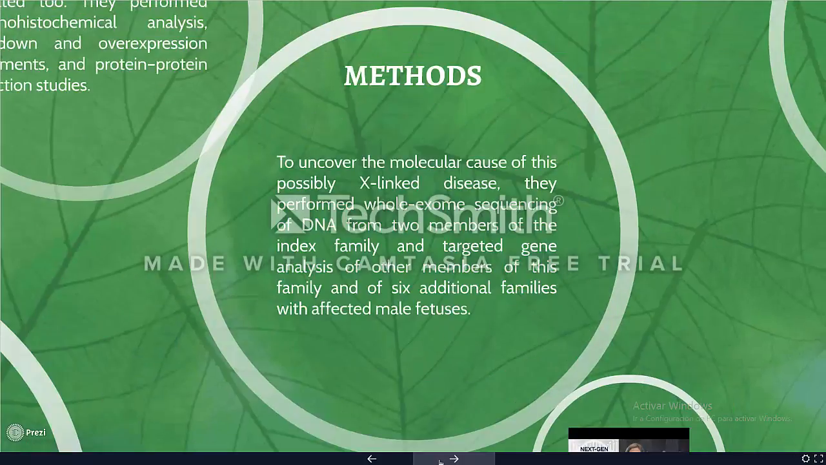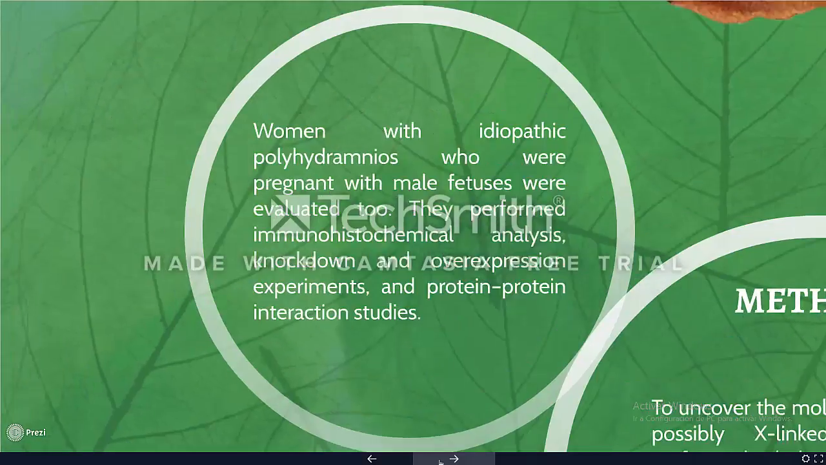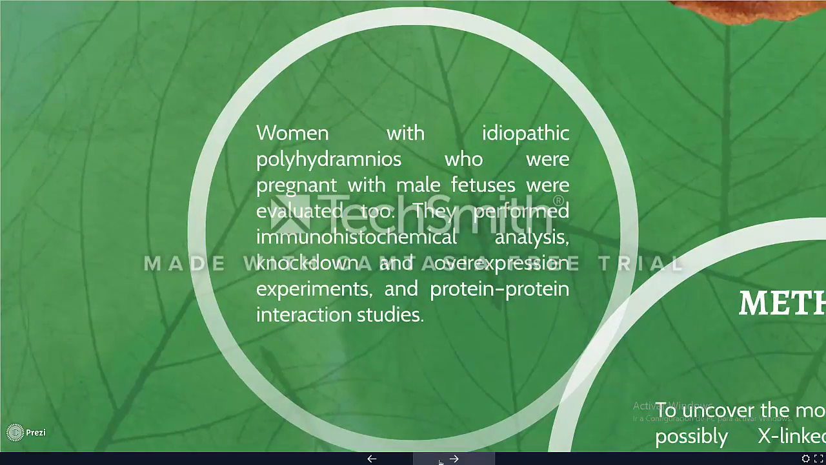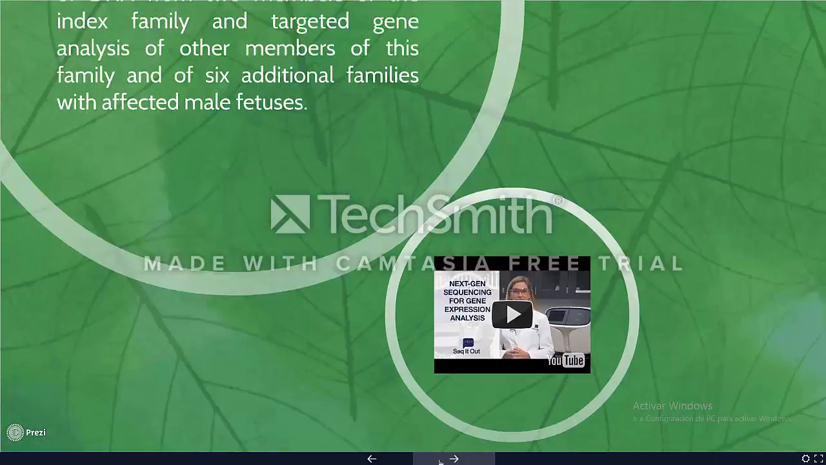To uncover the molecular cause of this possibly X-linked disease, they performed whole exome sequencing of DNA from 2 members of the index family and targeted gene analysis of other members of this family and of 6 additional families with affected male fetuses. Women with idiopathic polyhydramnios who were pregnant with male fetuses were evaluated too. They performed immunohistochemical analysis, knockdown and overexpression experiments, and protein-protein interaction studies.